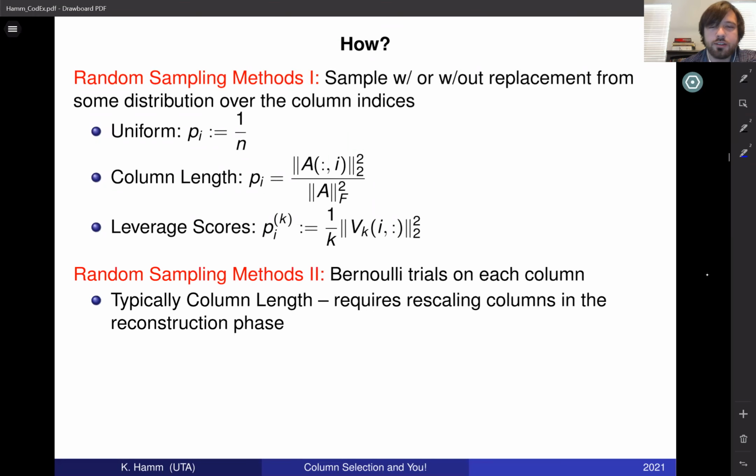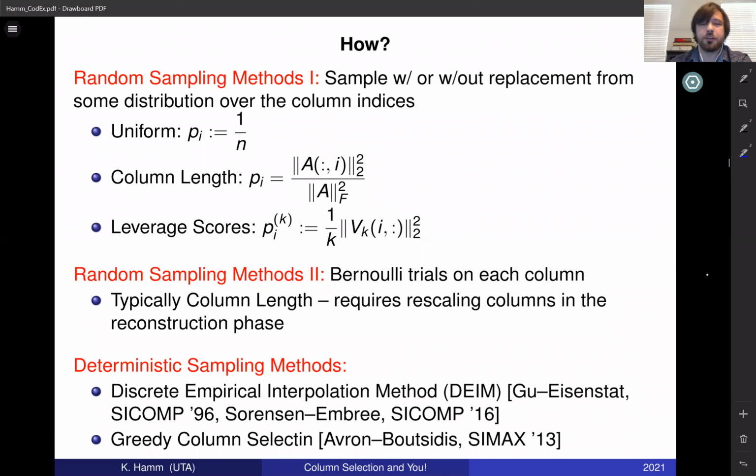Some initial works in this area use Bernoulli trials on each column. Those typically were done with the Bernoulli success probability being related to the column length. There are two caveats in doing this. One, the error guarantees are not as good as the state of the art anymore. They have the norm of the matrix A in them, and this is undesirable. And also, just as a note, if you do this, it does require rescaling the columns when you go to do a reconstruction.